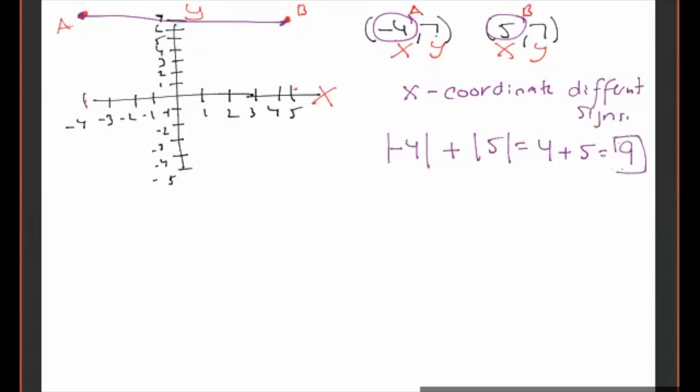I'm sure you're probably saying to yourself, I could count it over here and figure out that if you go from here to here, that would have been 9. But that's not what they're asking you to do. They're asking you to find the distance using absolute value. Let's do another example here. But in this example, we're not going to draw it out. All right. So this is example 2.